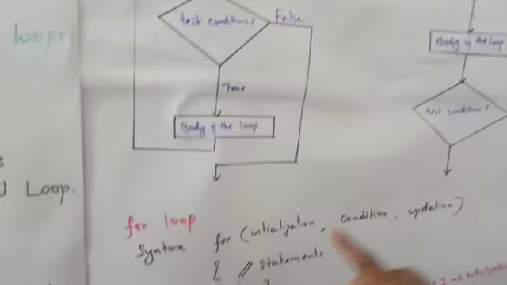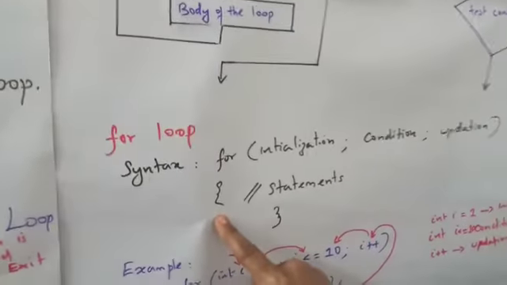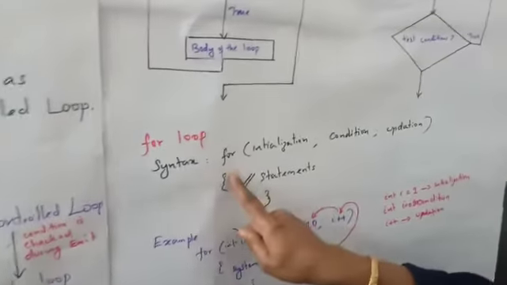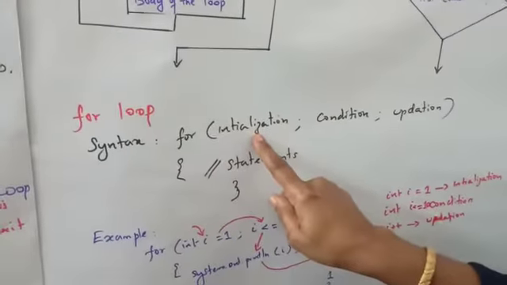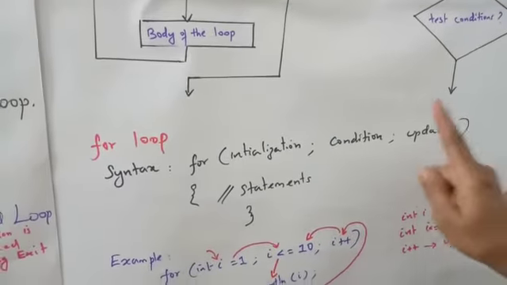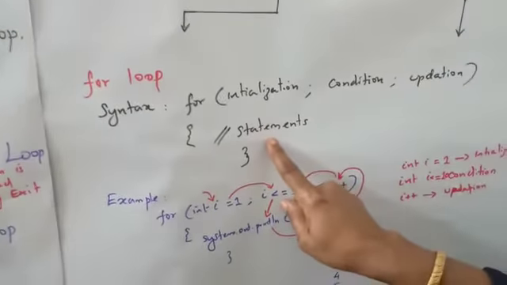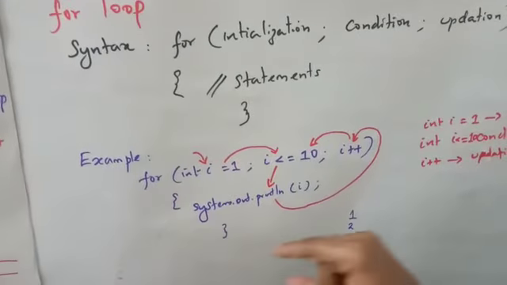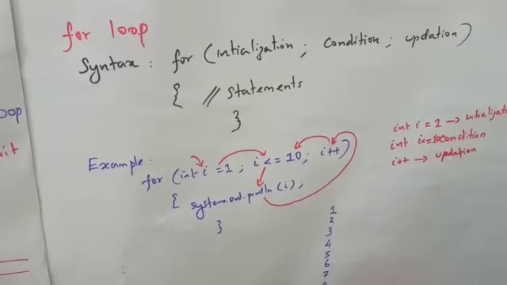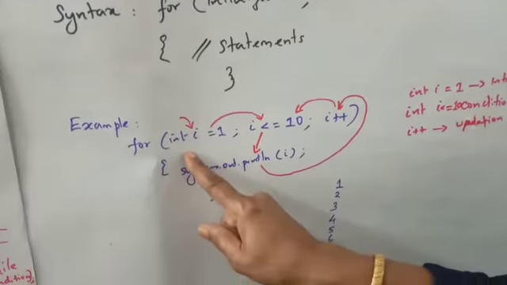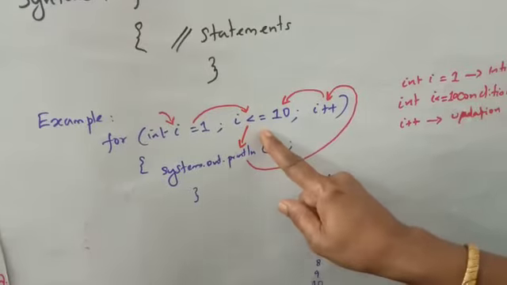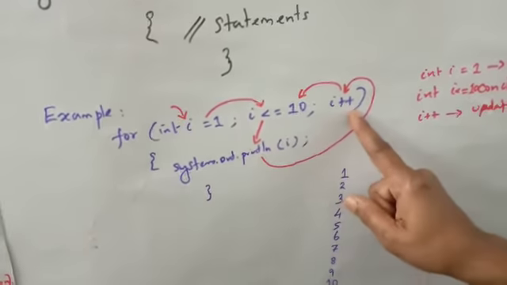Now we come to our for loop, and the for loop is very important. See the syntax of the for loop. For, what do you have to write? Initialization. Then you write the condition. Then you write the updation. Then after that you write the statement. Now see the example. Suppose you have to print the natural numbers, 1 to 10. What do you write? int i = 1; i <= 10; i++.